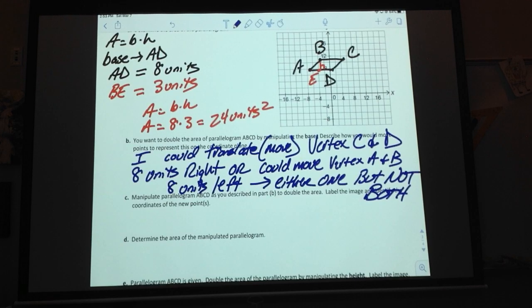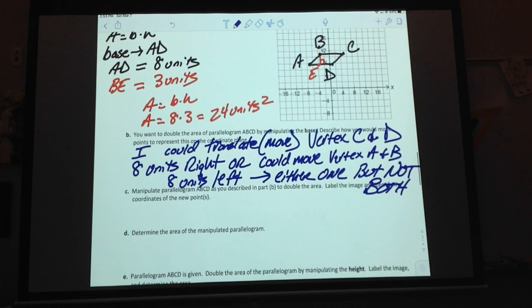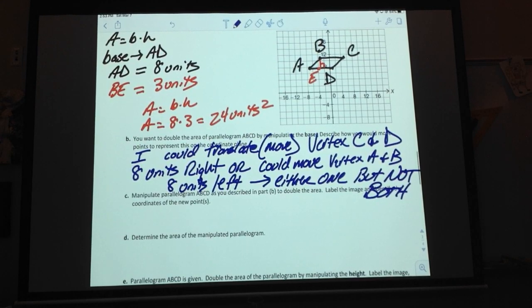Okay? So, let's manipulate parallelogram ABCD as you described in part B to double the area. Label the image and identify the coordinates of the new points. So I'm going to do C and D. Okay? And the reason why I have to do both is, remember, it's a 4-sided shape. It's not 3. So I can't just move one. I've got to move both.